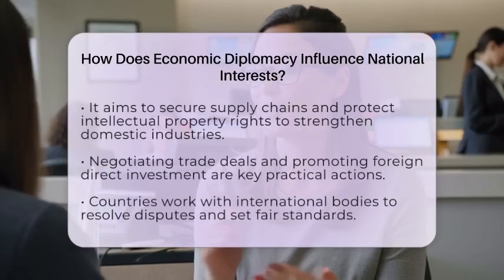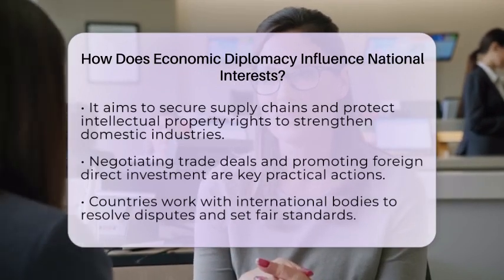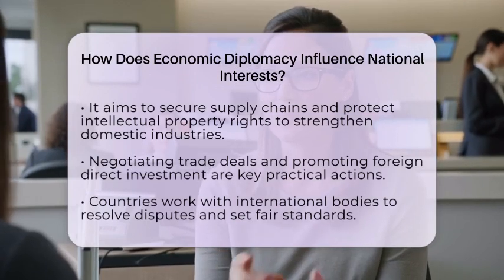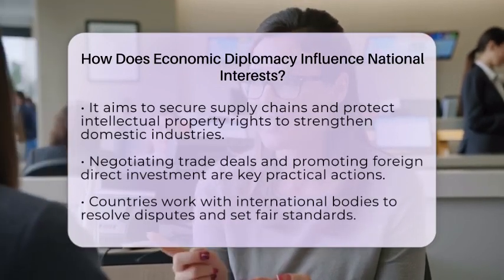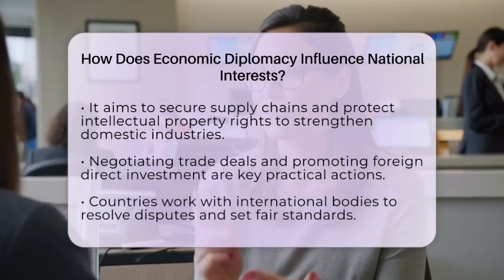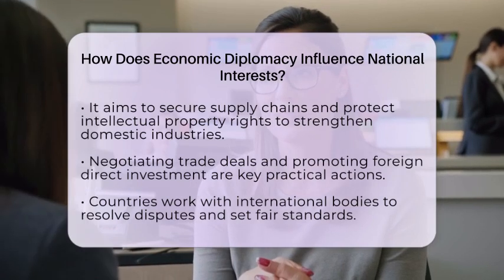Diplomatic efforts can also include using economic sanctions or rewards. If a country wants another to change its behavior, it might impose sanctions or offer incentives like investments or trade benefits. Economic diplomacy also helps protect national interests by securing supply chains and intellectual property rights.